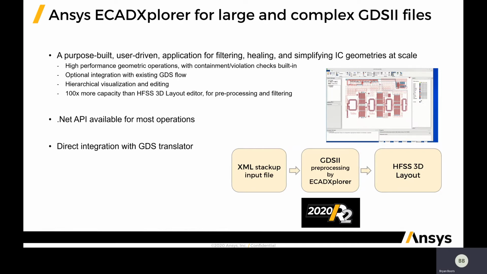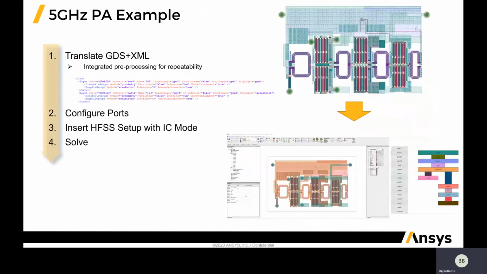We're also providing more capacity and visualization capability that are required for GDS type files. It's a very hierarchical environment, but ultimately it's an intermediate between the GDS file and the XML technology description and our traditional workflow of HFSS 3D layout. So let's walk through an example and discuss what this looks like.